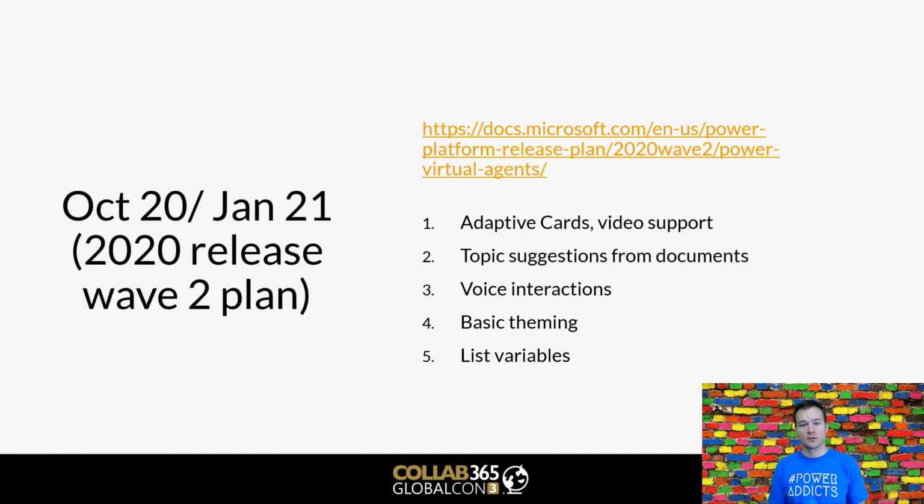Then we're also going to have topic suggestions from documents. So today we can use a feature called topic suggestions, but we need to provide a URL to a web page. And then what the bot does is crawl that web page and try to gather information that is a question and an answer. And then for each such pair it builds a separate topic. Now with the future release, we'll also be able to get these kinds of Q&As from a simple Word document or an Excel document.